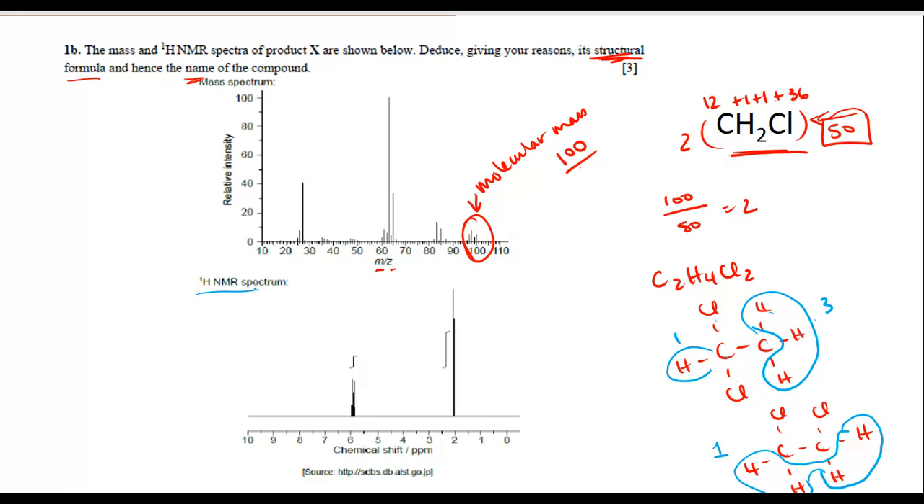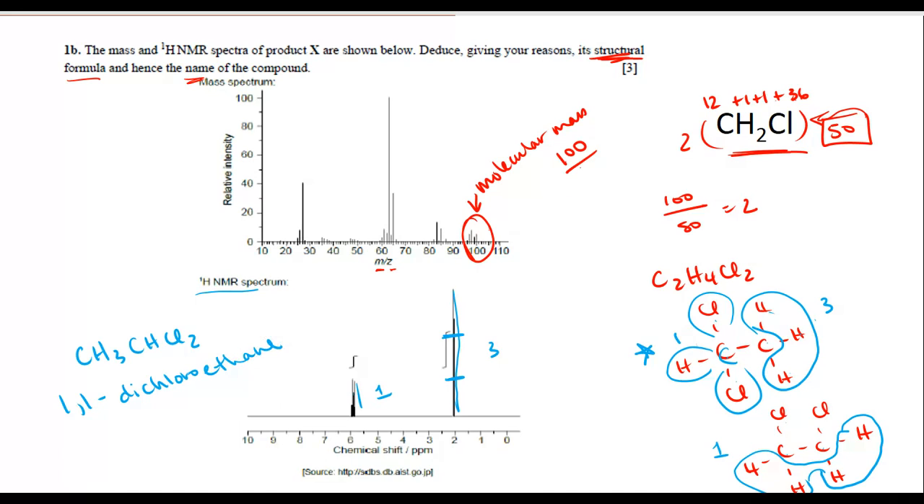Since my H1 NMR spectrum is showing me 2 signals, and this one is just about 3 times as tall as that one, that shows my 1-to-3 ratio, I know that this is in fact my structural formula. I can write it like this on my answer document, or I could write CH3CHCl2. That would be another way to write the structural formula, and I can name it. Since I have 2 chlorines on carbon number 1, it's going to be 1,1-dichloroethane.